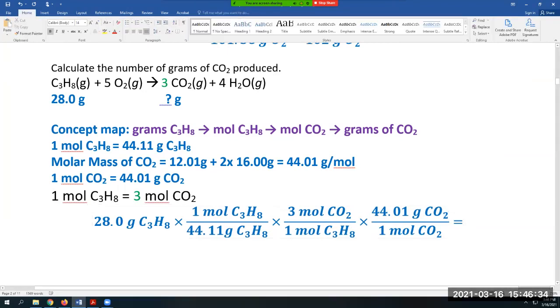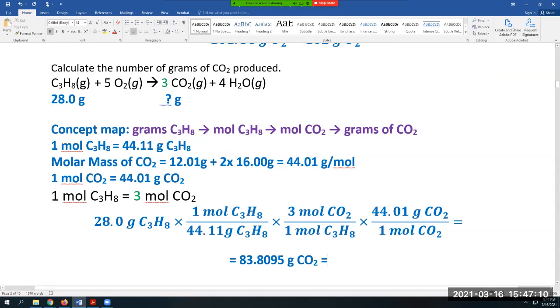Okay, so in the calculator, we do 28.0 grams of propane times 3 moles of CO2 times 44.01 grams of CO2 and divided by 44.11 grams of propane. The calculator answer is 83.8095 grams of CO2.